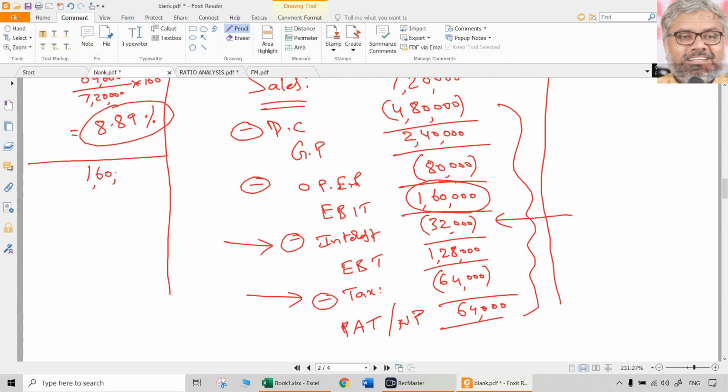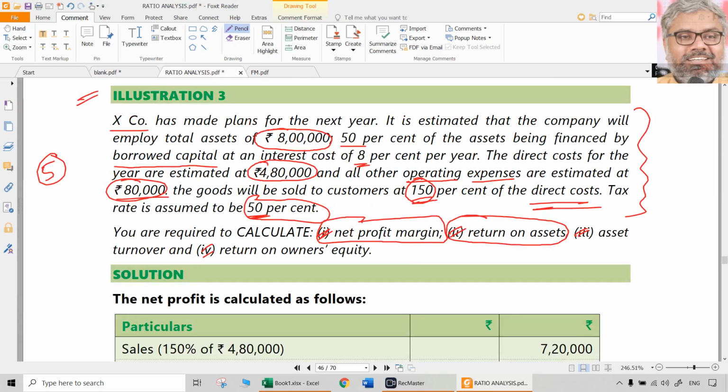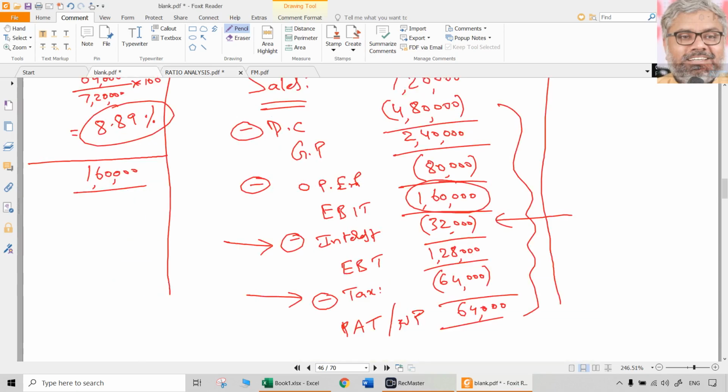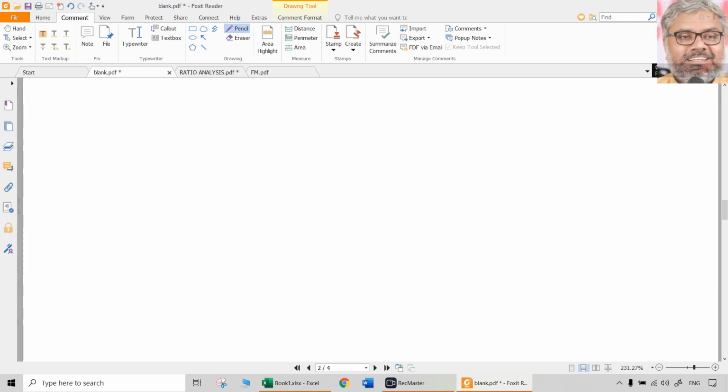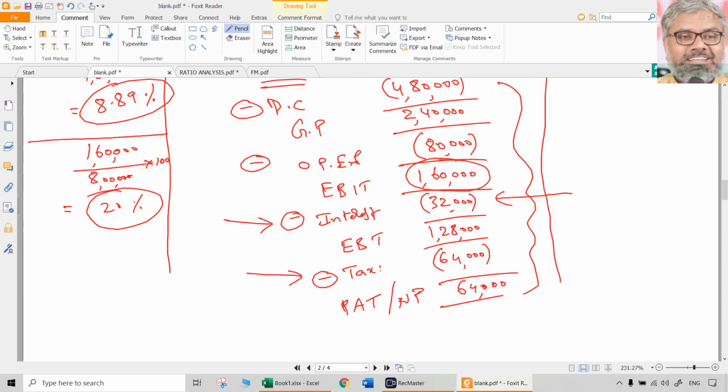So 1,60,000 EBIT divided by total assets 8 lakhs, multiplied with 100, of course, it will give 20%. 1,60,000 divided by 8 lakhs into 100 means 20% is what? Return on assets. So that is return on assets 20%.